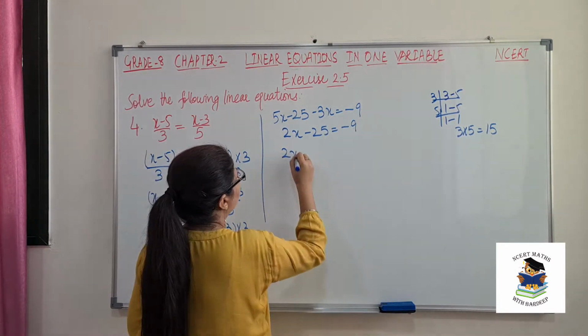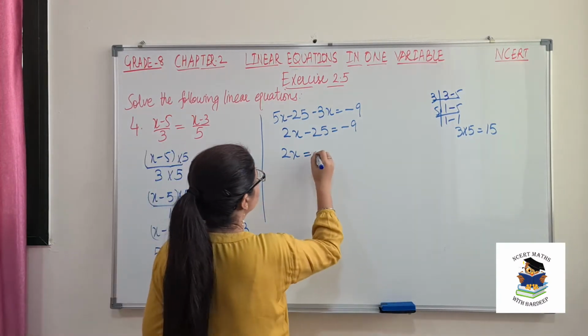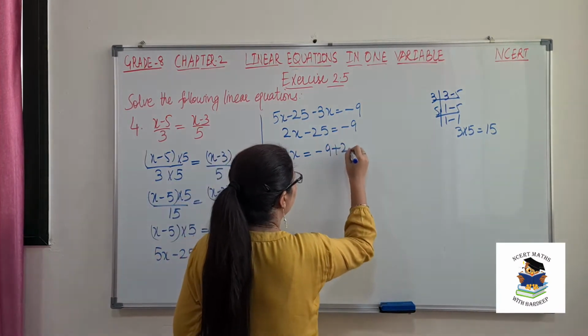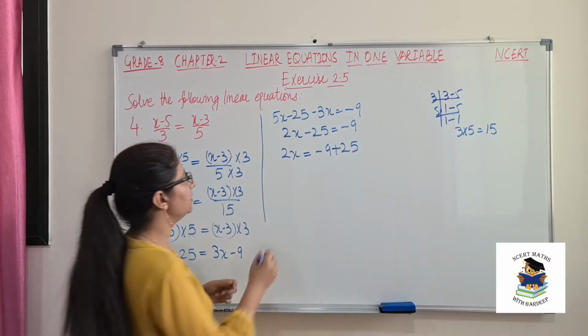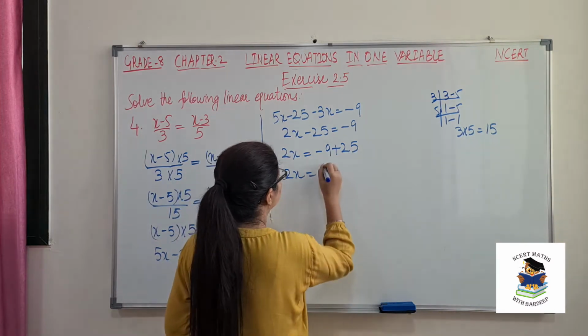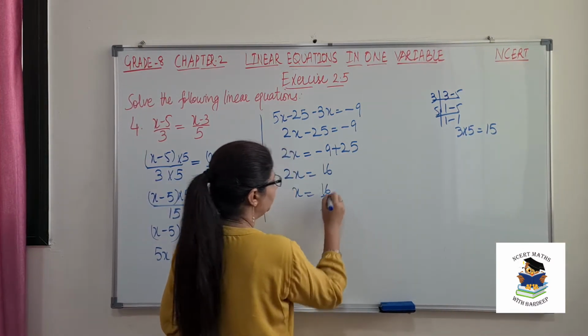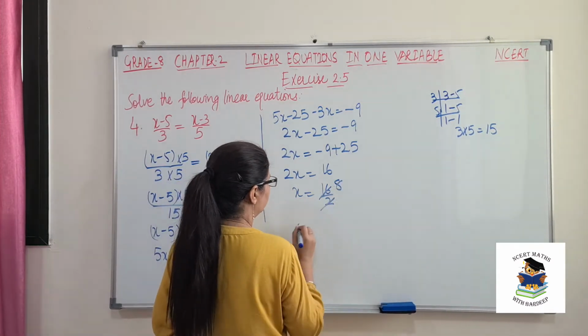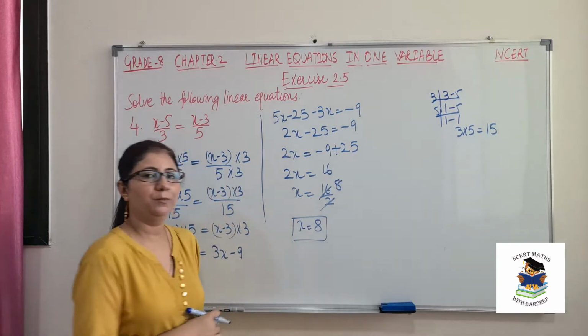So now this 25 is to be shifted to right hand side. So this is -9 + 25. So what is 25 minus 9? This is 16. So solution for this equation should be 16 by 2, that is 8. So this is the solution of question number 4.